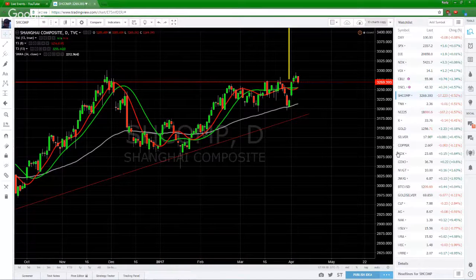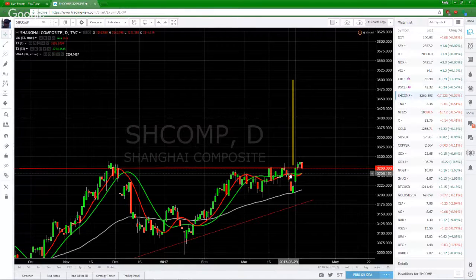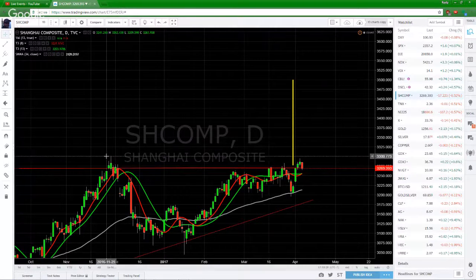Still not in the measured move yet. It looks like I got my line ready. Looks like it's not ready. It's coming back into support. We need to get above previous highs. And then we might get a move out of this.